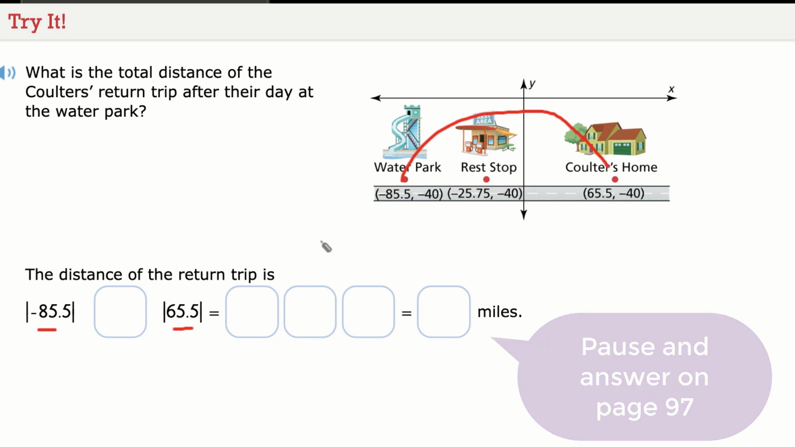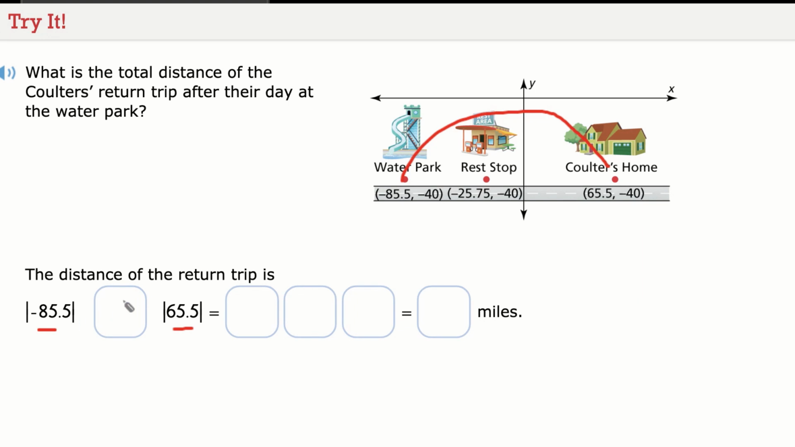All right, since they are on opposite sides of the y-axis, you will add their absolute values. And the absolute value of negative 85 and 5/10 is 85 and 5/10. And we are putting a plus sign in the middle here. And the absolute value of 65 and 5/10 is 65 and 5/10. Oop, that's supposed to be a decimal point. That doesn't look like a decimal point at all. All right, and when you add those two numbers together, you get 151 miles. Did you get it right? If you did, celebrate!